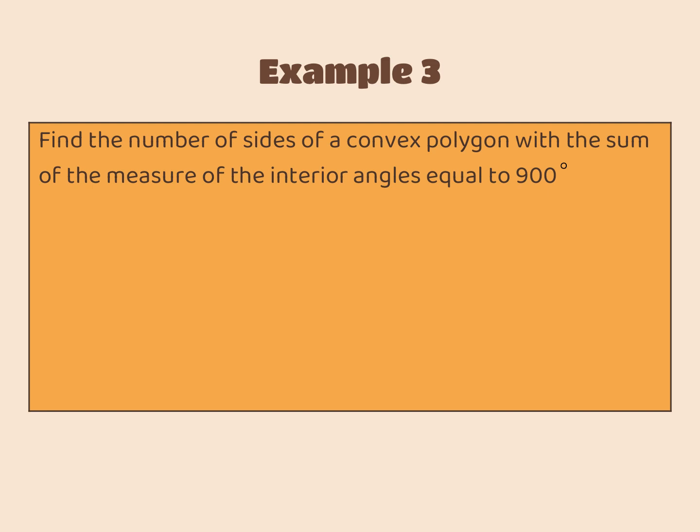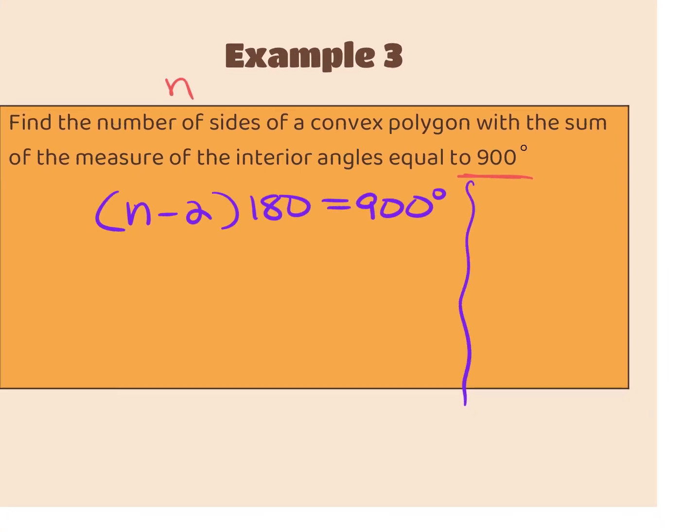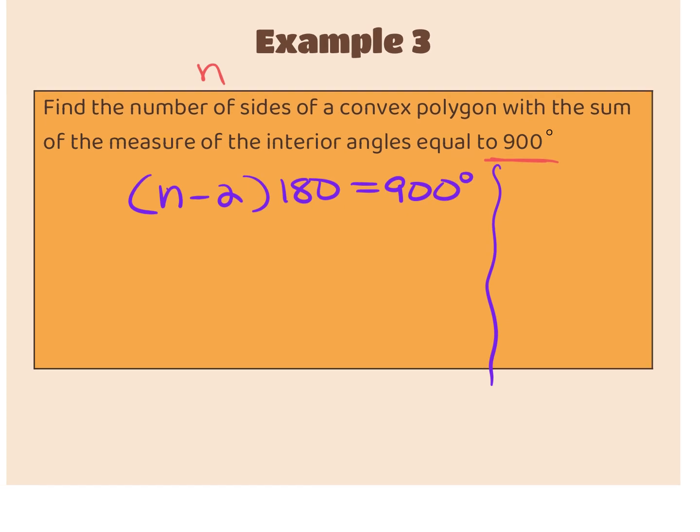Okay, example 3. This time it wants us to find the number of sides, so we're looking to solve for n of a convex polygon that has a sum of the interior angles of 900. So I'm using the formula n minus 2 times 180, but I'm going to set that equal to the sum that they gave me. I'm going to solve this 2 ways. I'm going to first do it by distributing, and then I'm going to also show you another algebraic way to do this. So the first way would be to distribute the 180 to the n and to the 2.